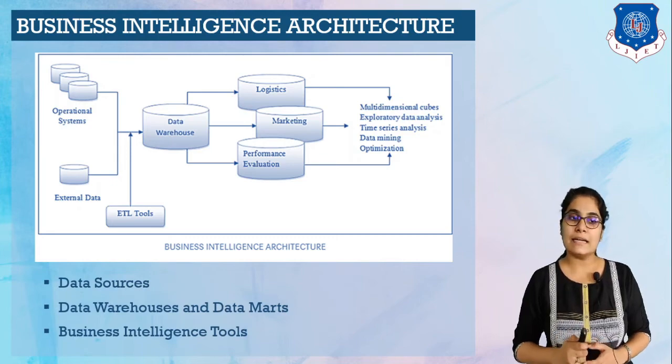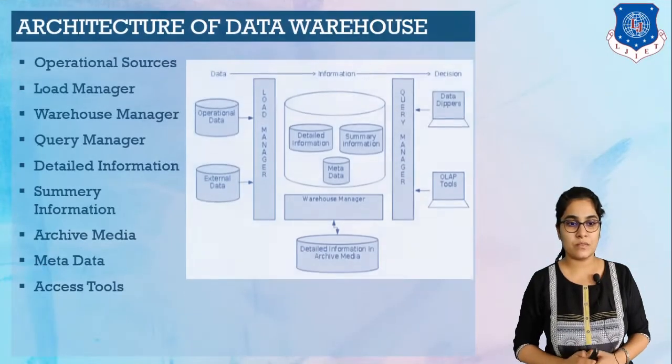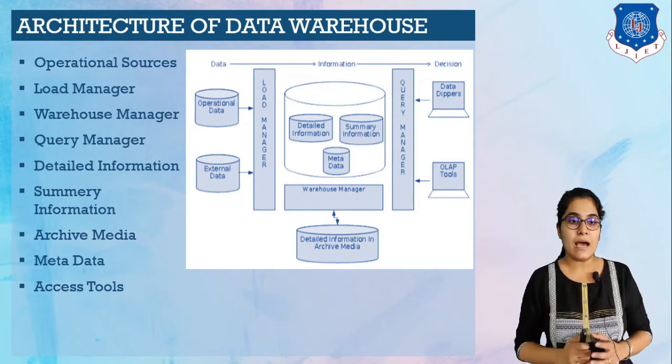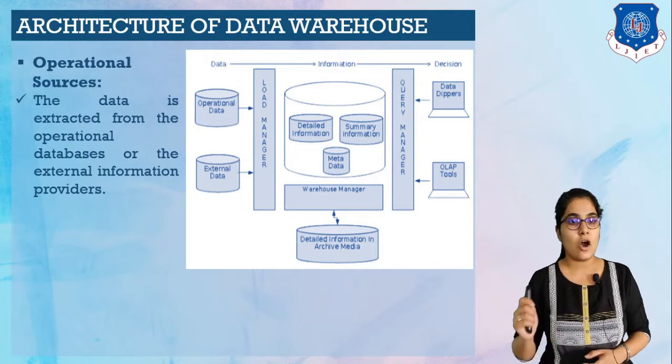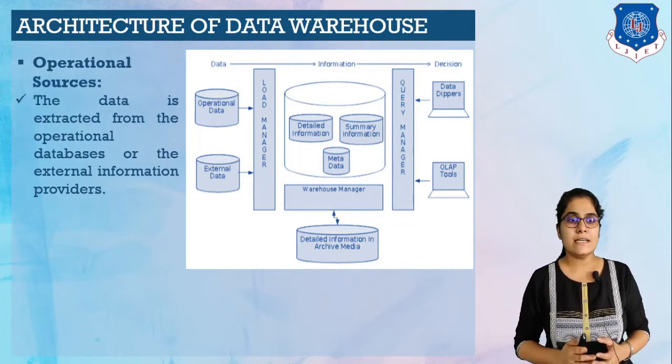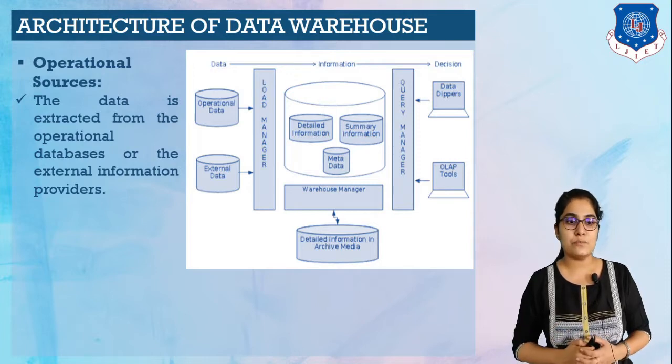Now let's understand the architecture of data warehouse. The figure depicts the typical architecture of a data warehouse, which contains different components like operational sources, load manager, warehouse manager, query manager, detail information, summary information, archive media, metadata, and access tools. Now let's understand each of these components in detail. First, operational sources. The data is extracted from the operational databases or the external information providers.